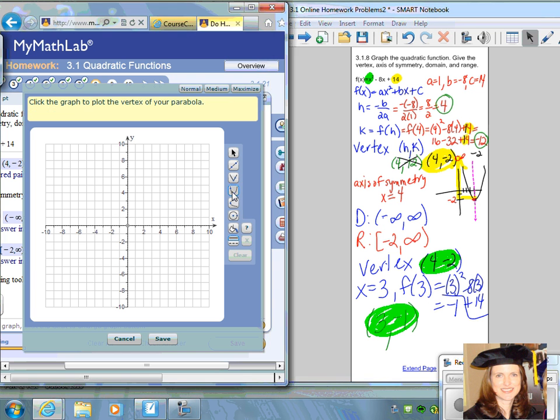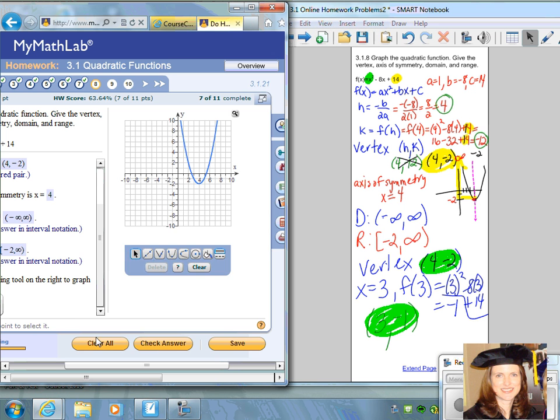Using the parabola tool, we're going to first put a point at (4, -2), and then go over to (3, -1), and you have this parabola. It opens up. Save and check your answer.